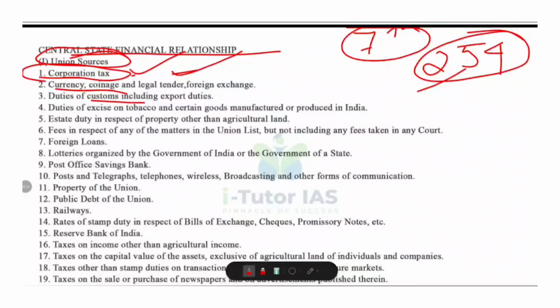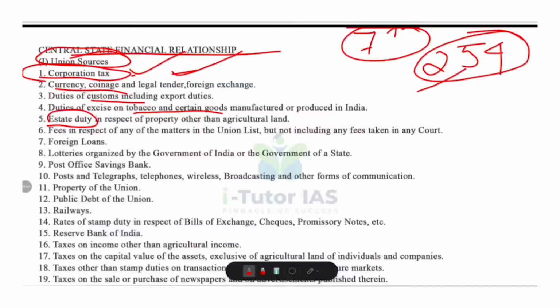What is meant by that? Taxes on imports and exports are called customs duties. Then central excise duty, that is duties on tobacco and certain goods manufactured or produced in India. Then estate duty. What is called estate duty?